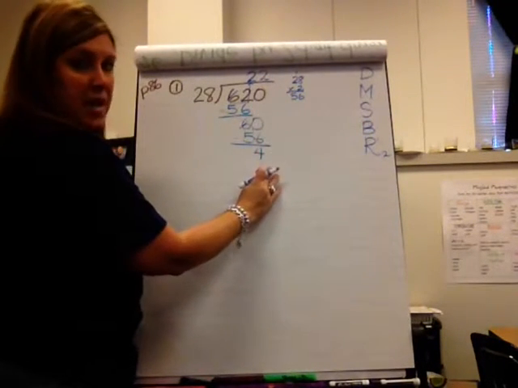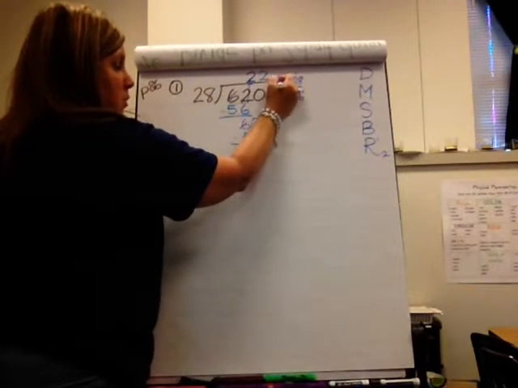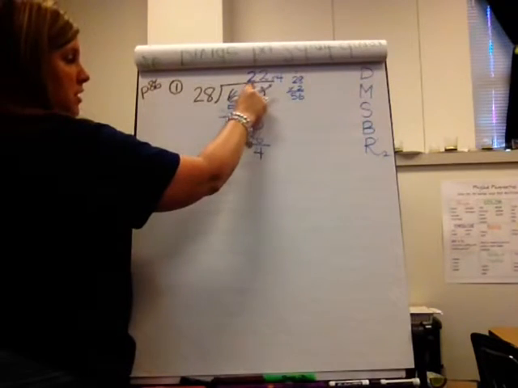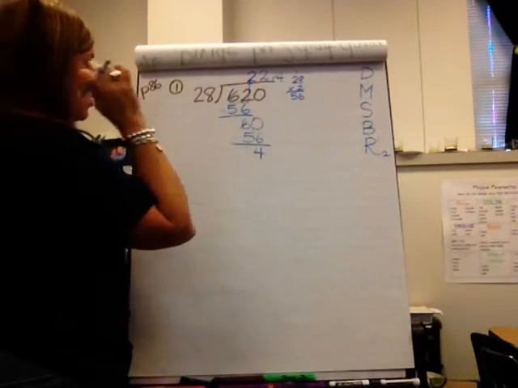Do I have anything to bring down? No. Therefore, I have no repeating, therefore I have a remainder. So my quotient is 22, remainder 4.